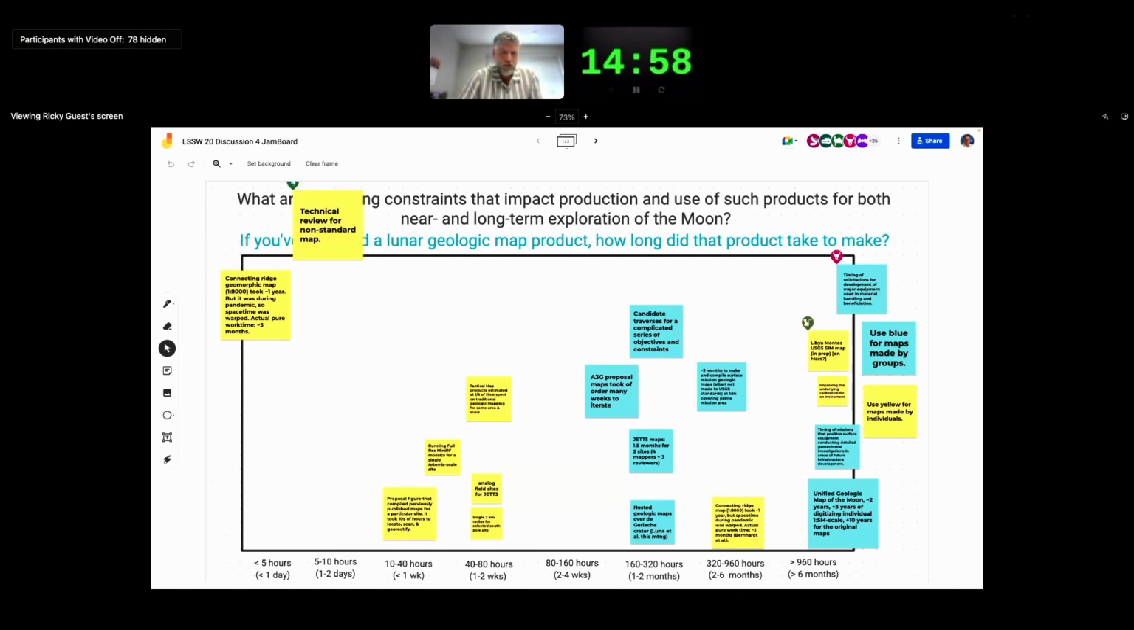putting in here too, that sticky that says something about review. And so part of the mapping process can be, should be, doesn't always need to be, depending on what the deliverable is, but technical review is going to take a little while, and everything should be technically reviewed to some extent. And so depending on what the product is, it can take as little as 1 week to, up to 2 to 4 weeks if it's a really big product.